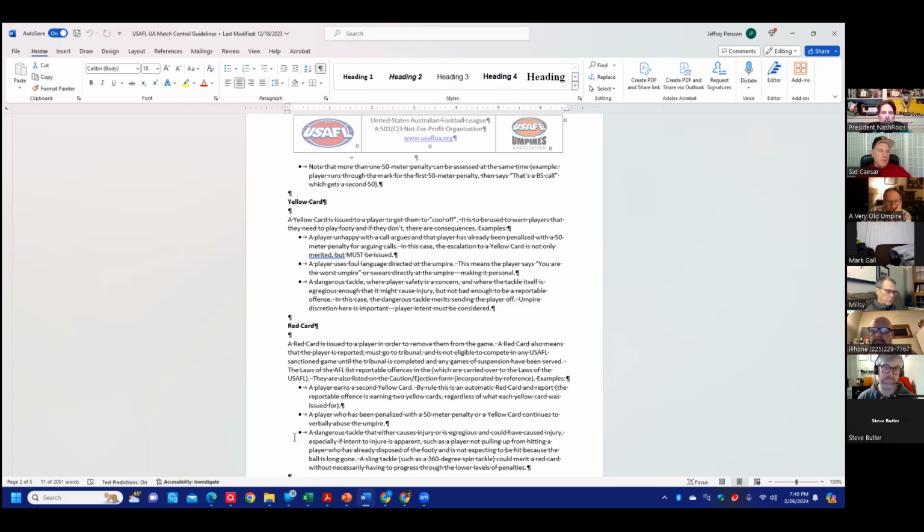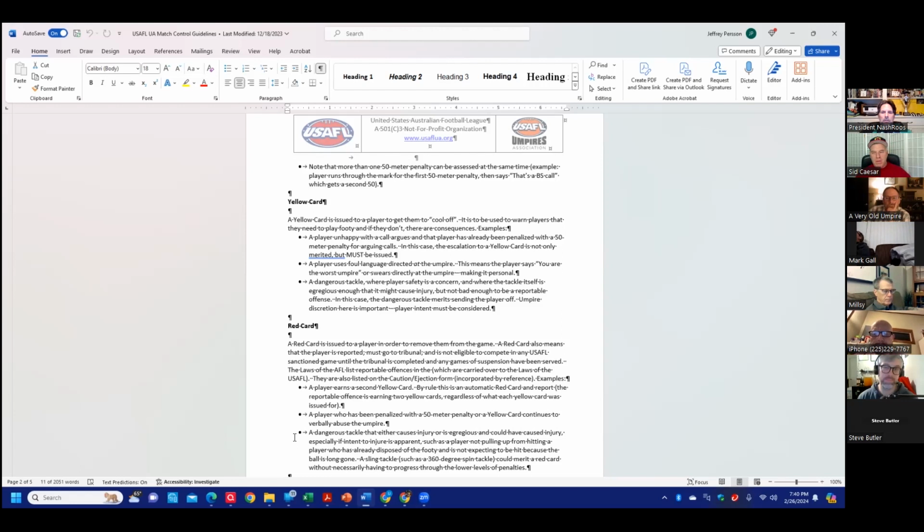So a couple examples here. A player is unhappy with a call and argues. That player has already been penalized with a 50-meter penalty for arguing calls. You don't do another 50-meter penalty. They've already been warned. They've had a 50-meter penalty issued against them. You go to the next step. Yellow card. Go sit down. Go cool off. You can't play footy right now. You're done.